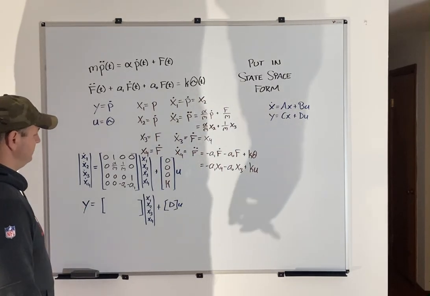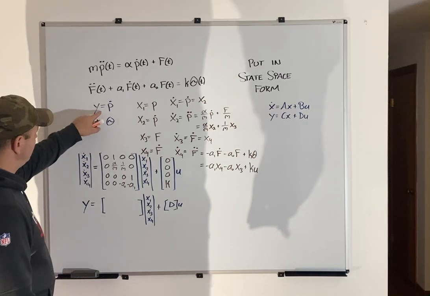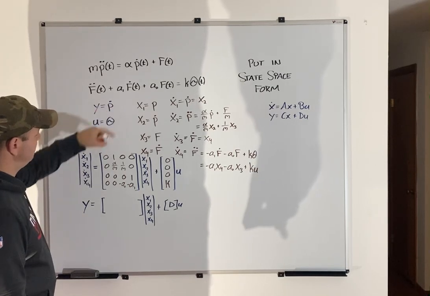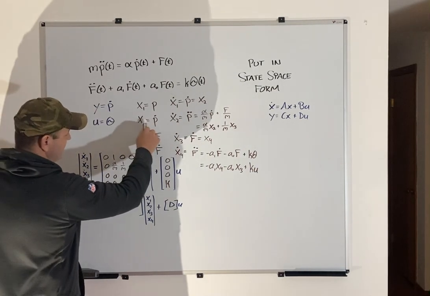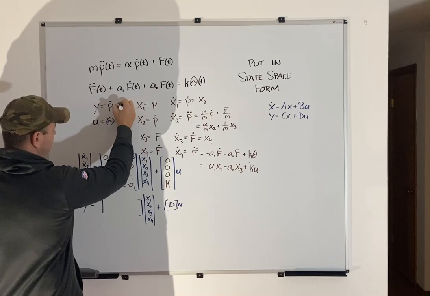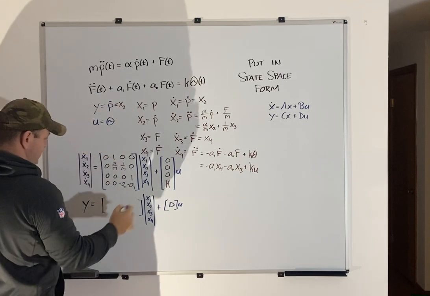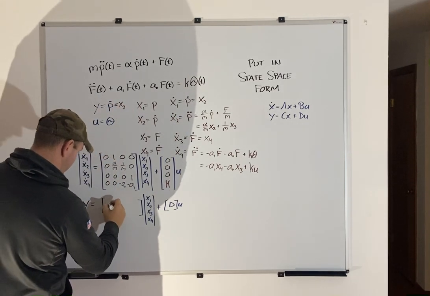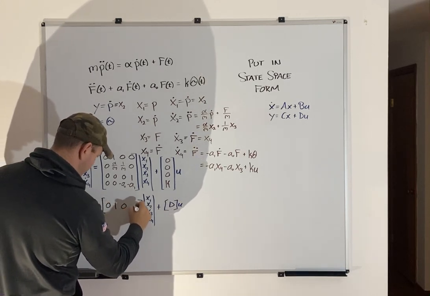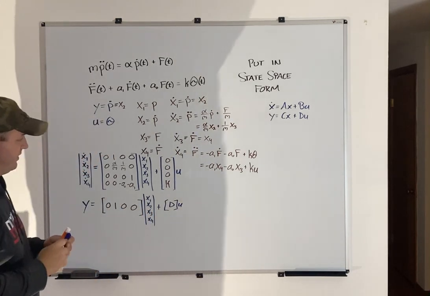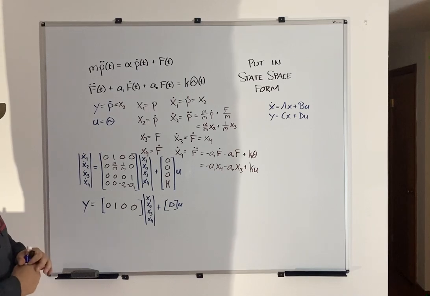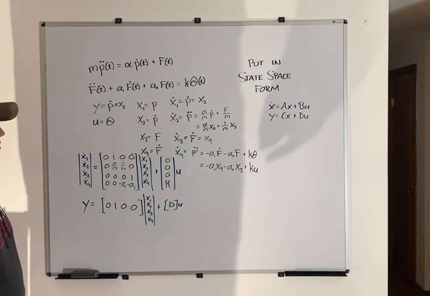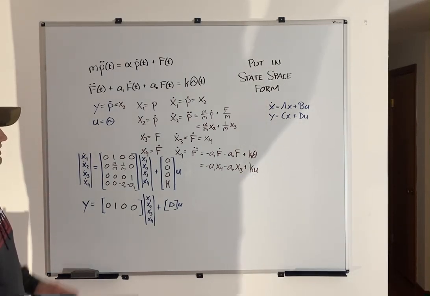Now Y, the output, we were told is equal to P dot, and we know that P dot is equal to X2, so it's going to be 0, 1, 0, 0. And that's how you go from multiple ODEs into state space form.